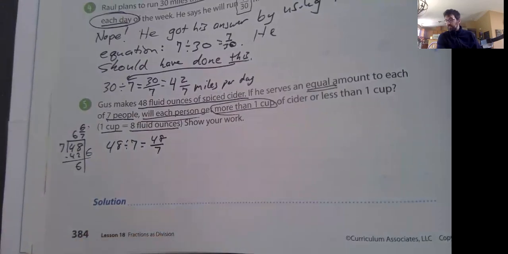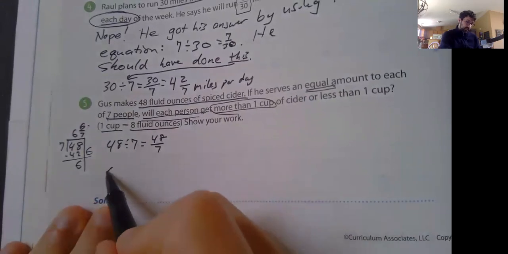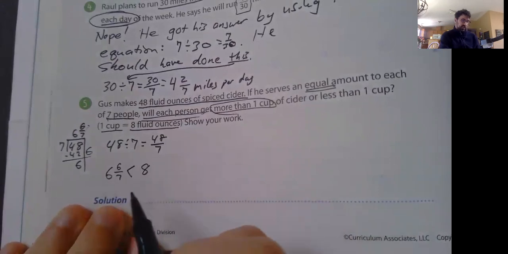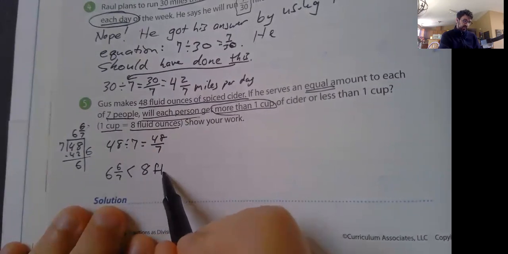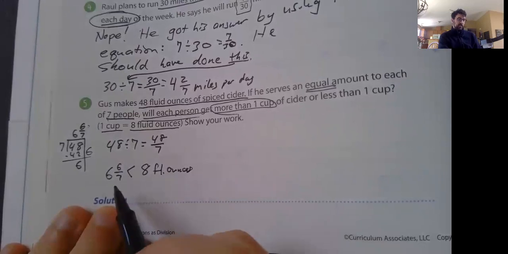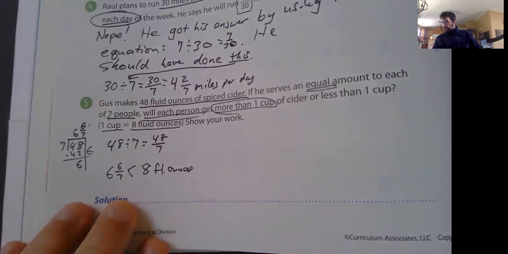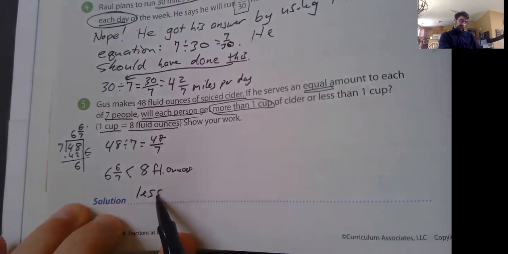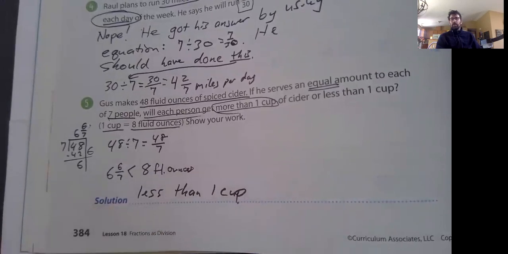Well, 6 and 6/7 is less than 8, right? Because 1 cup is equal to 8 fluid ounces. Okay, so 6 and 6/7 is less than this. So the question was, will each person get more than 1 cup of cider or less than 1 cup? So the answer is less than 1 cup. Now, this is not the only way to solve this problem, obviously.